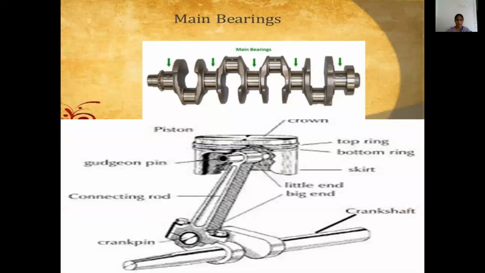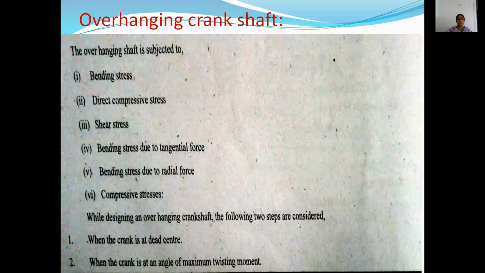See, this is the crankshaft. It depends upon the center. If the connecting rod is applied at the center, it is called a center crankshaft. Otherwise, if the connecting rod load is fixed at the outer side of the crankshaft, it is called a side crankshaft, or an overhanging crankshaft.